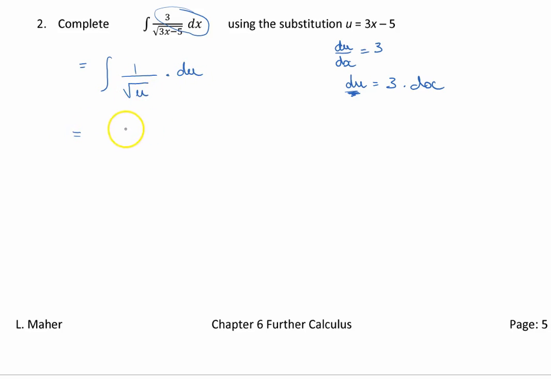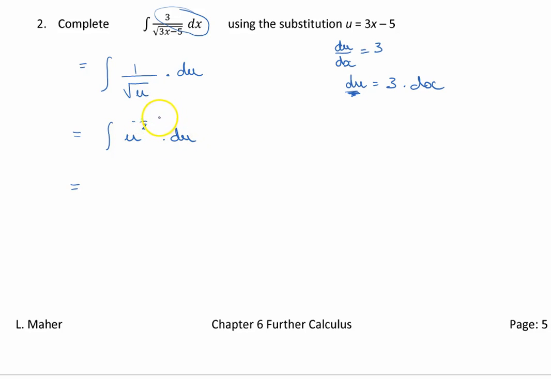How would we write that? We know that that's the integral. That's not in a format that we can integrate, but square root of u is u to the half, and when it's in the denominator it's a negative a half. So when we bring it to the top, negative a half times du. Nice easy integration with respect to u.